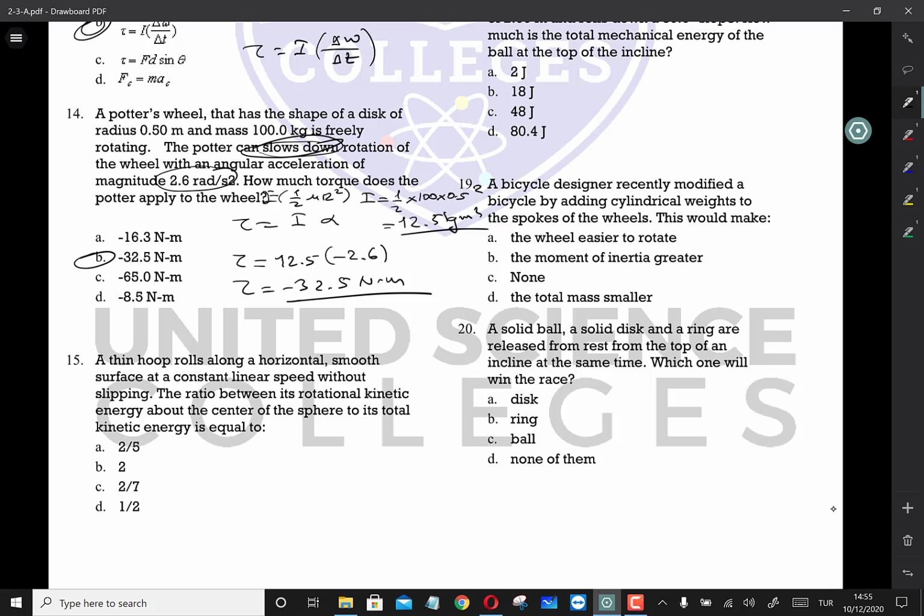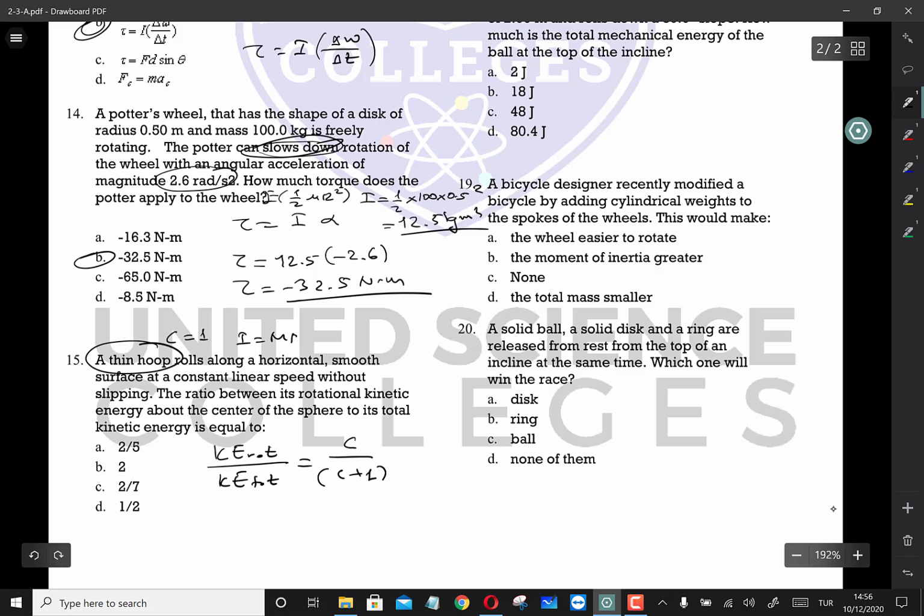A tin hoop rolls along a horizontal smooth surface at a constant linear speed without slipping. The ratio between the rotational kinetic energy about the center of mass and its total kinetic energy is equal to what? So kinetic energy rotational divided by kinetic energy total. Remember, there is an equation C divided by (C plus 1). For a tin hoop, C is equal to 1 because moment of inertia equation is mr squared. So let's write 1 in here. 1 divided by 1 plus 1, which becomes 1 over 2. B is the correct answer.